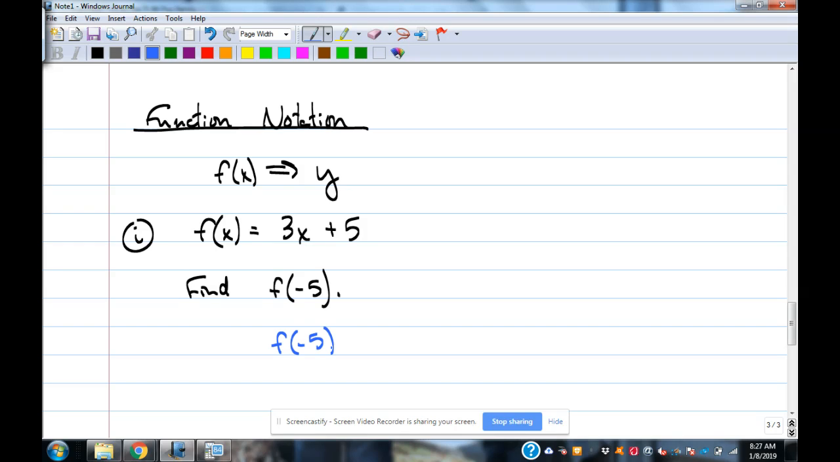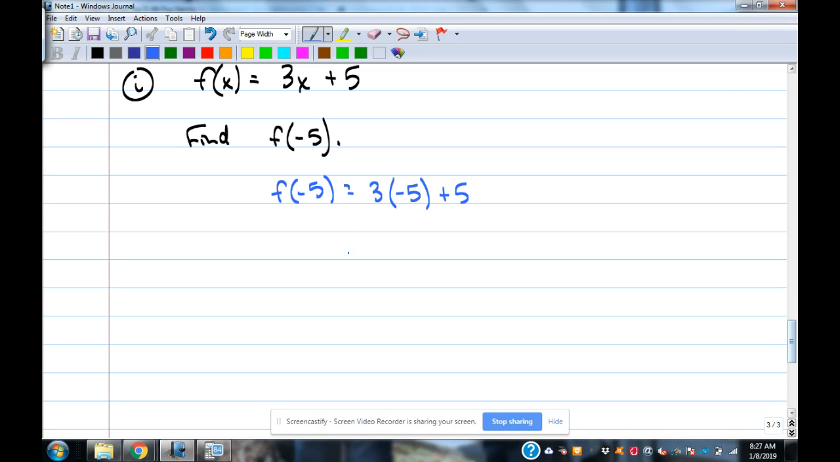F of negative 5 means plug negative 5 in for x, and work it out. 3 times negative 5 is negative 15, plus 5 is negative 10. Right?